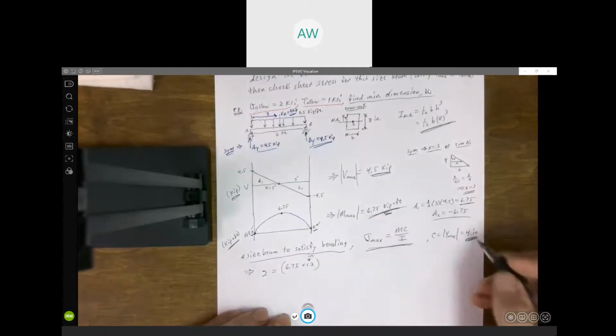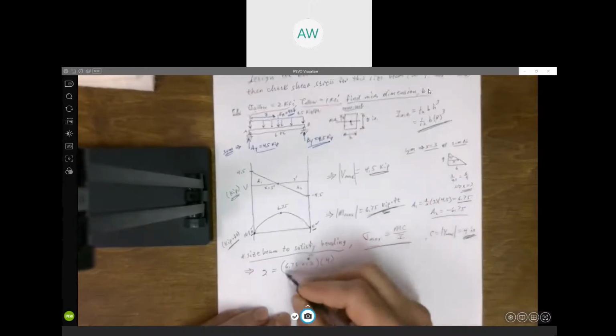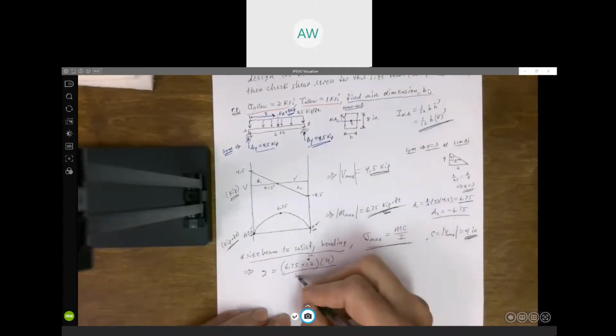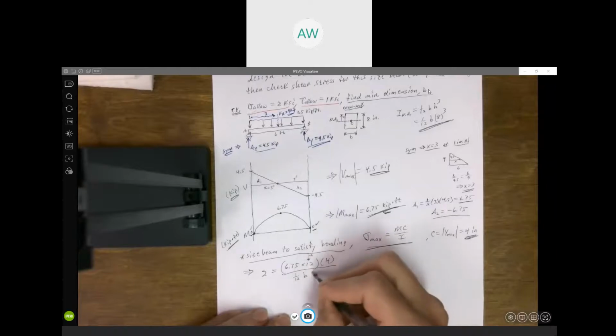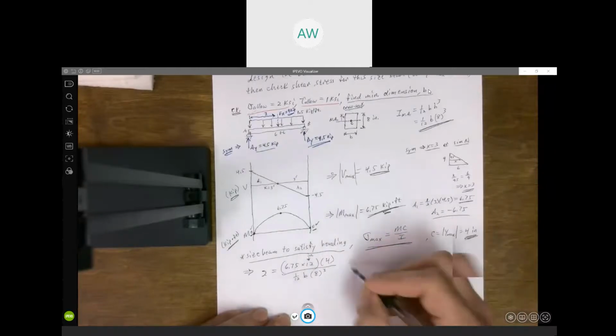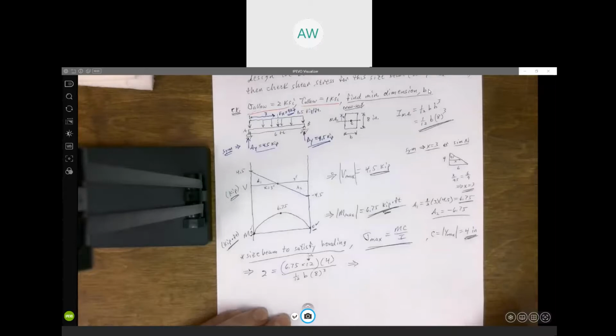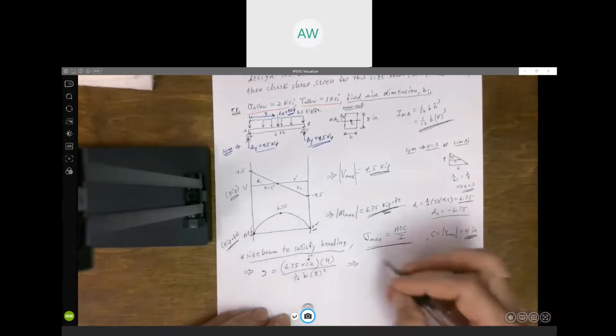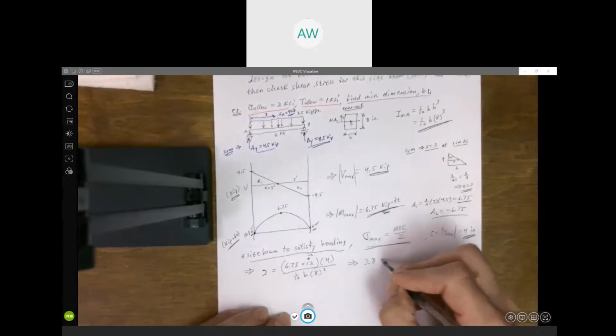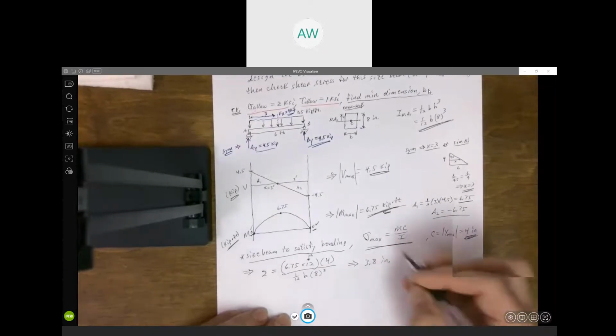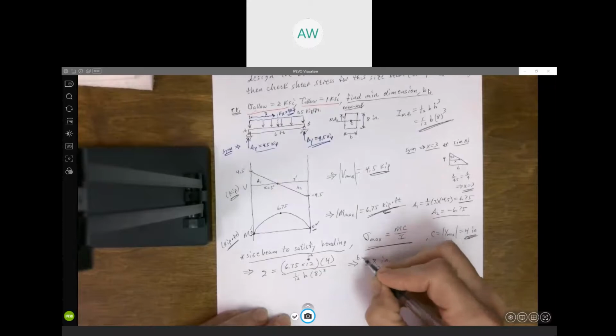And c was 4. I is 1/12 b times 8 cubed. And then solve for b. Skipping going through all the math, I got 3.8 inches. b is equal to 3.8 inches.